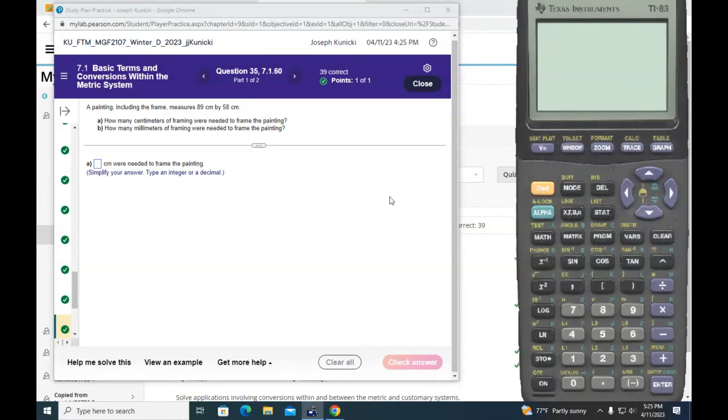You have a rectangle, right? Yeah. It's the area that we're talking about. Area is what's in the middle. The frame isn't in the middle. The frame is around the outside. What do we call that?